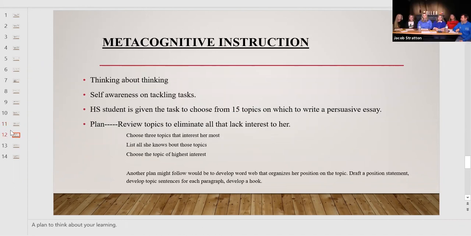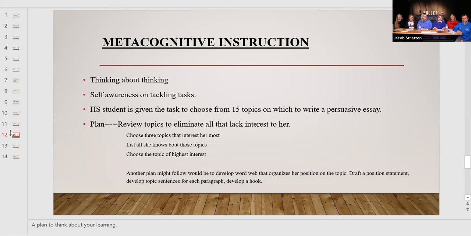So the next one is talking a little bit about metacognitive instruction. It's important that we teach kids to think about the process of their own thinking. That's where the model for explicit instruction comes in: you teach a lesson, you model it, you do the think-aloud, you talk through the problem solving, and you let the kids listen to what you're saying as you problem solve so that they can model that same strategy.